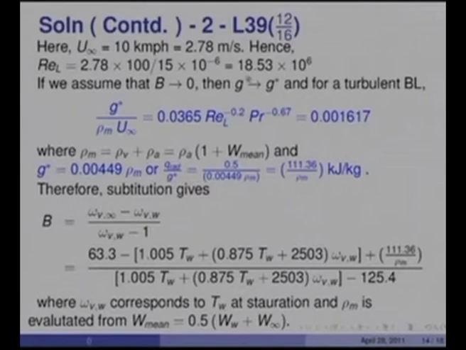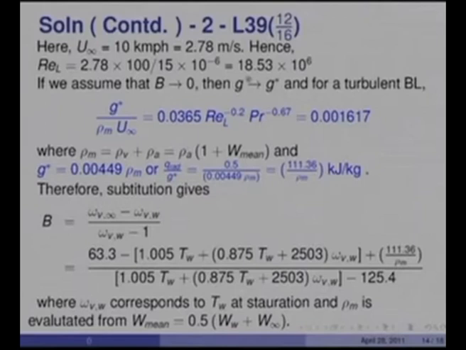So, these two left hand side and right hand side must be balanced by iteration. So, this is the trial and error procedure, and I have already explained to you how the trial and error is to be performed. In the present case, it works out to be TW equal to 39.5 degree centigrade, which is very close to the T infinity in fact, and omega VW turns out to be 0.043, rho m turns out to be 1.16, giving B equal to 0.0354.